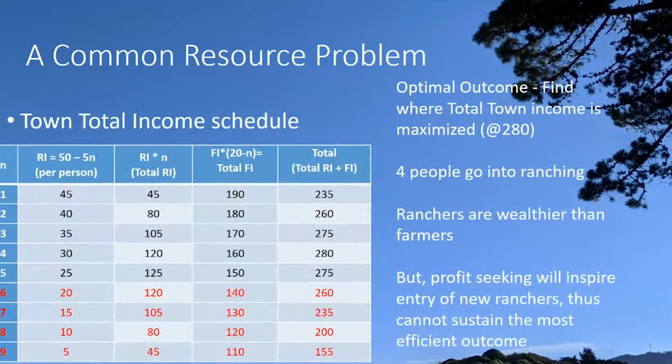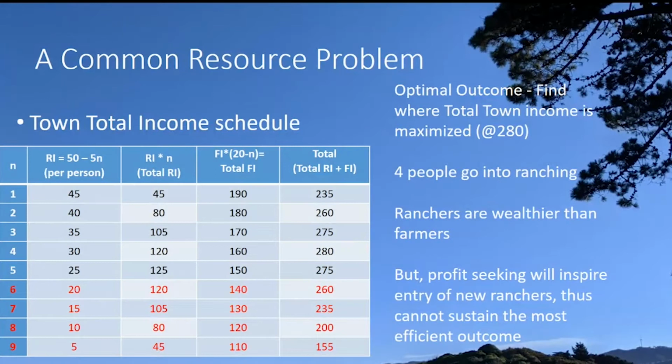Now, let's take a look at what's best overall for the community or the town of this 20 people. Okay, and in order to figure out what's best, we're going to calculate the incomes in total of the farmers and the ranchers in each of these different scenarios, 1 to 9 different ranchers. Okay, so for example, in the first row here, with one rancher income is $45 per person. There's only one rancher, so N is 1.